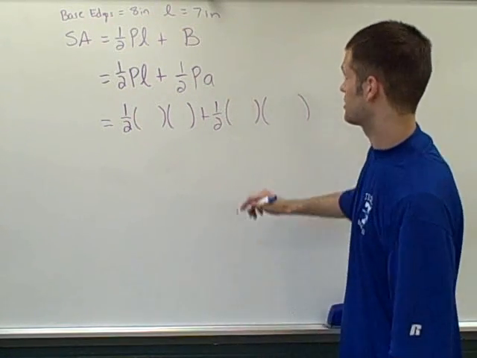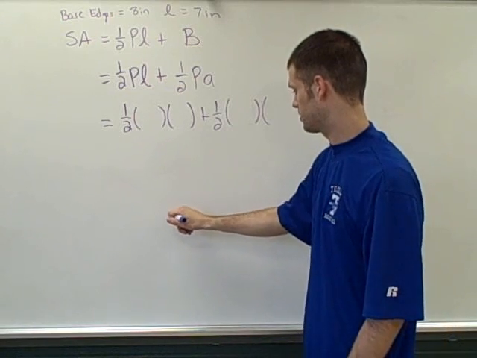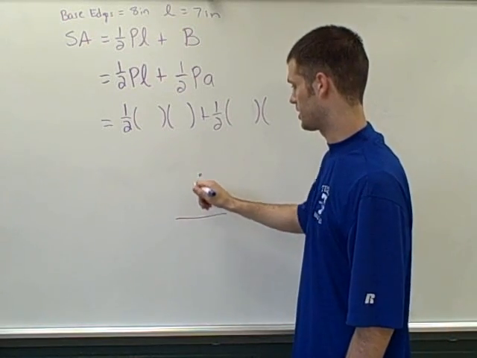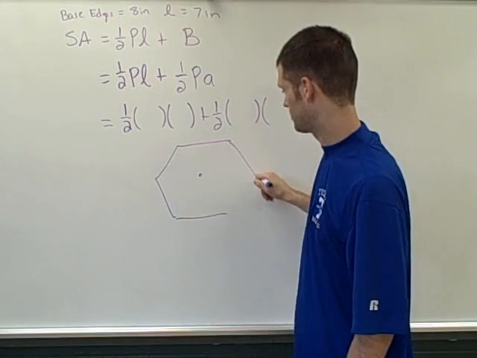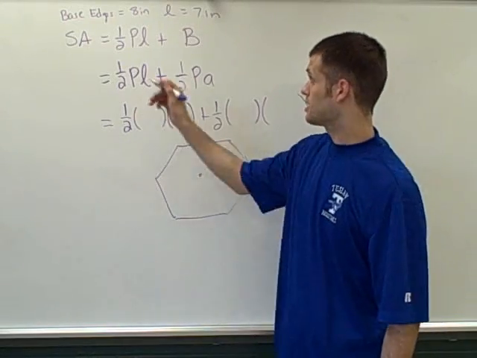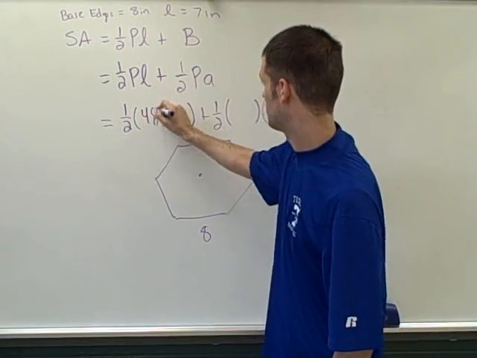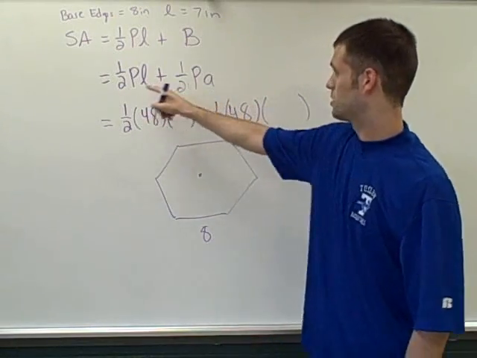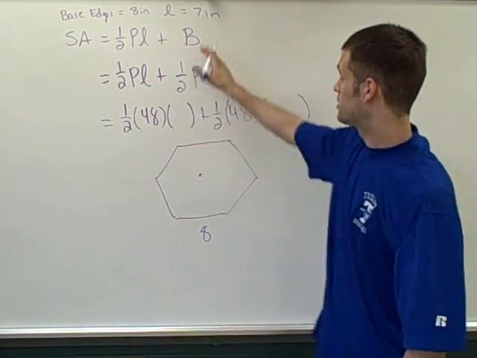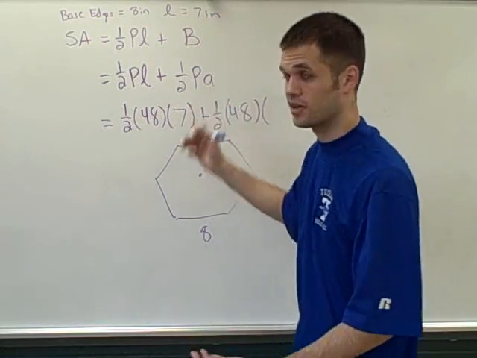Okay, looking at what they give us. If our hexagon, roughly, has each side length being 8 inches, 8 times 6, the perimeter is going to be 48 inches. The slant height is given to us, that goes right in easily.